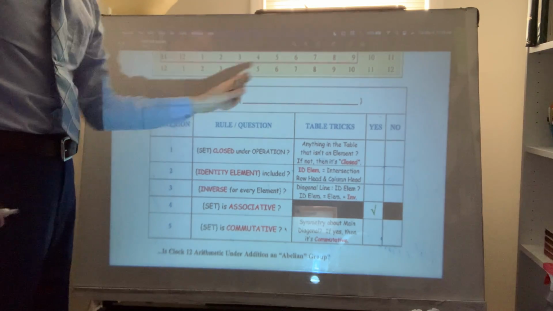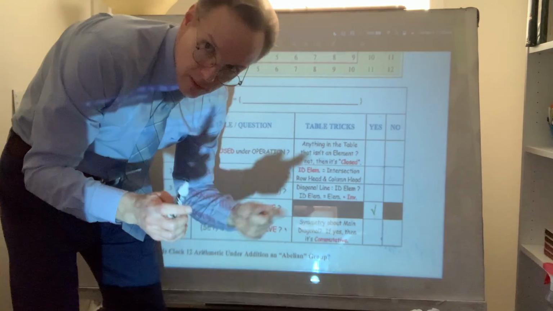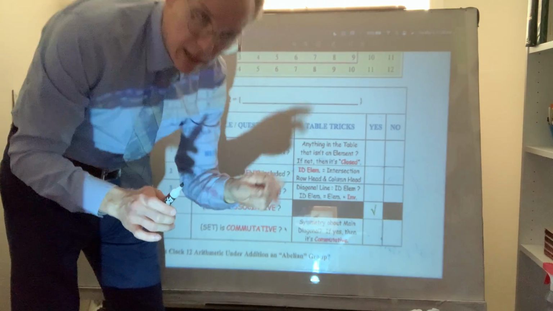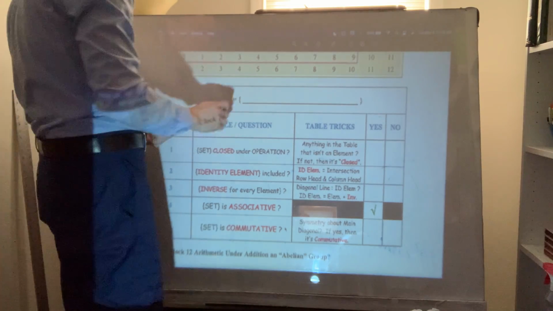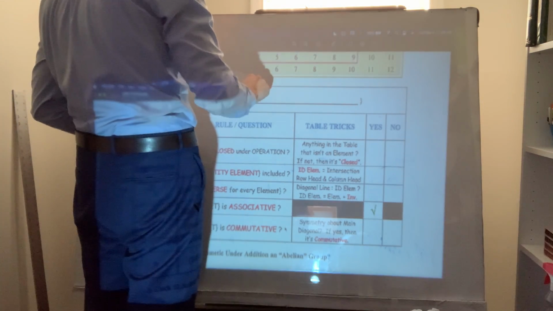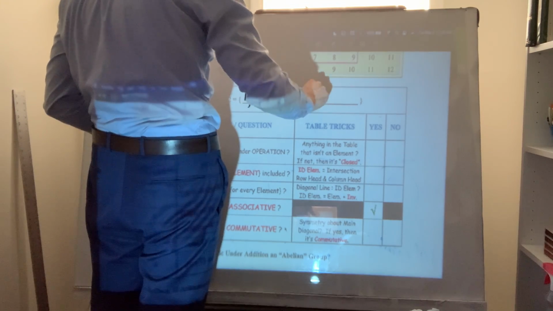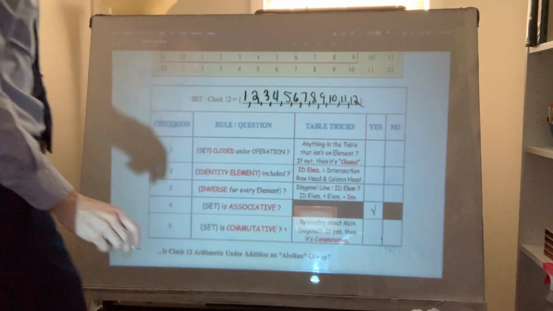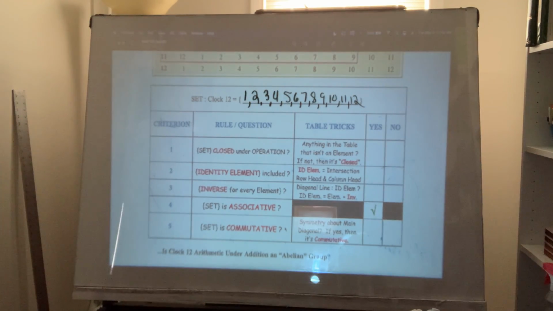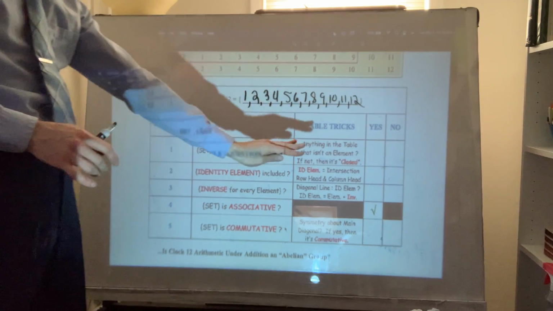List in roster form the clock 12 arithmetic elements, I should say. A clock literally has 12 numbers, and it starts at 1. So just list them for your own sanity. 1, 2, 3, 4, 5, 6, 7, 8, 9, 10, 11, and 12. Those are the elements, and it's finite. We said it starts at 1 and it ends at 12. No ellipses. It's not infinite. It's finite.